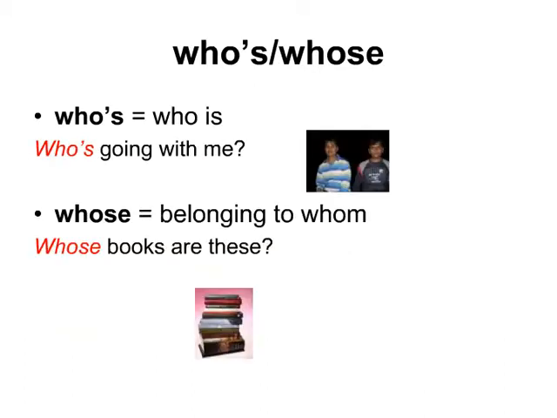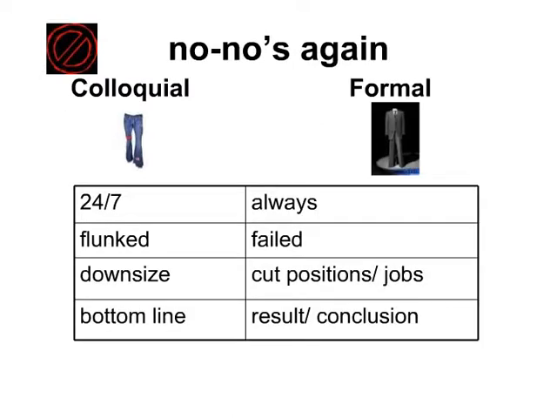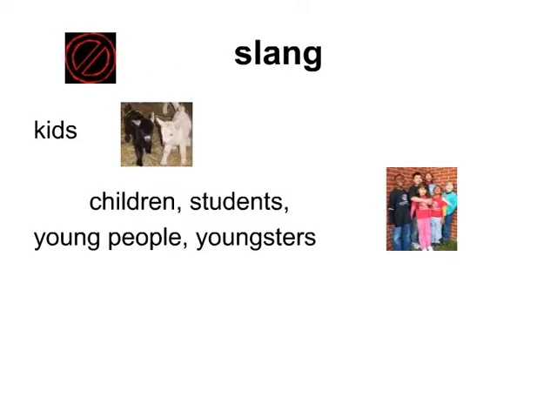To keep from confusing these homonyms, substitute the words who is. If you cannot sensibly do that in a sentence, use whose. Use the same technique with your as suggested in the previous slide with whose. Look at these expressions to compare informal with formal levels of language. In formal writing, kids are baby goats, not children.